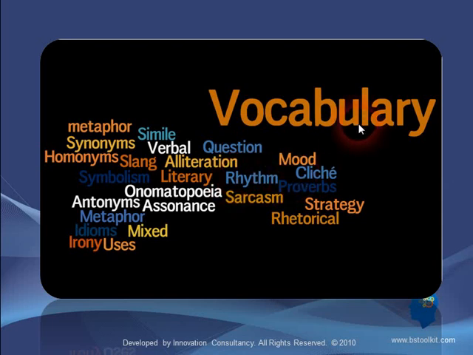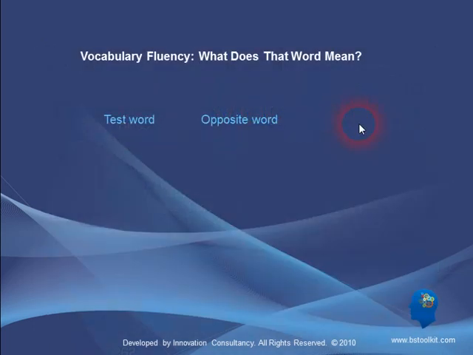Vocabulary. In this exercise, in this video, we'll do some quick exercises. Verb vocabulary fluency. What does that word mean? Now this quick test will test your ability to use antonyms. You know what an antonym is? Words that have opposite meanings.